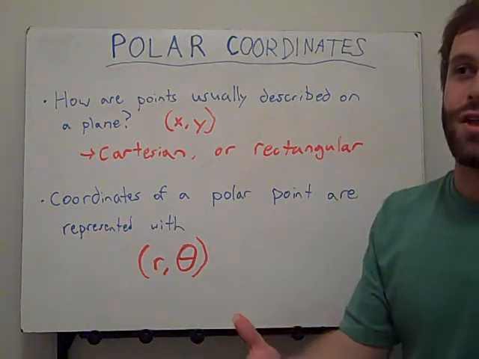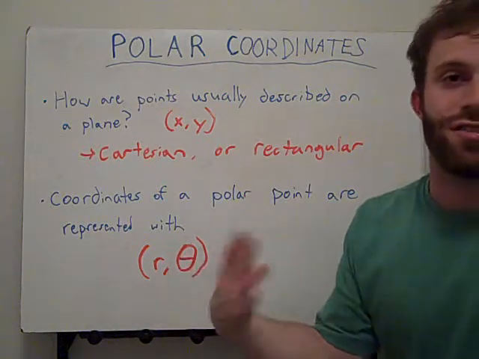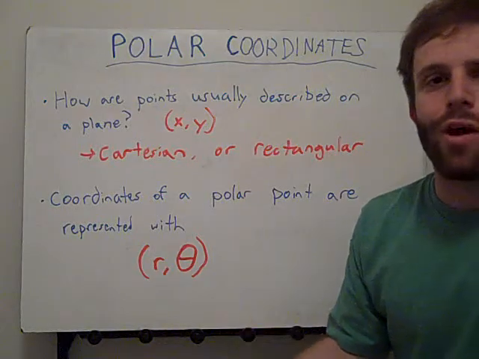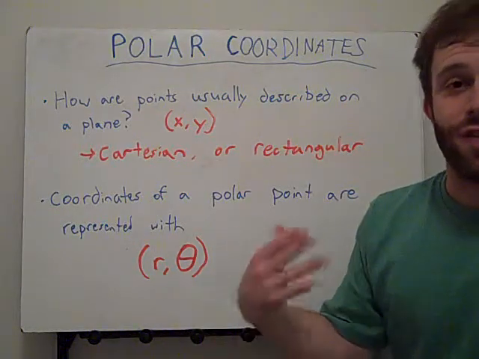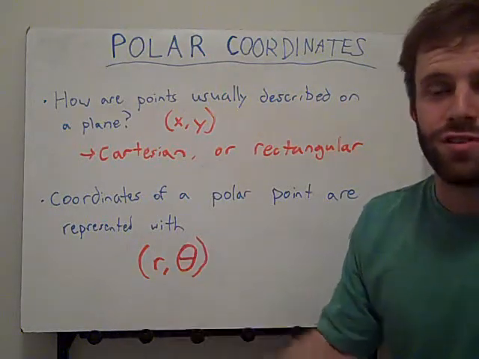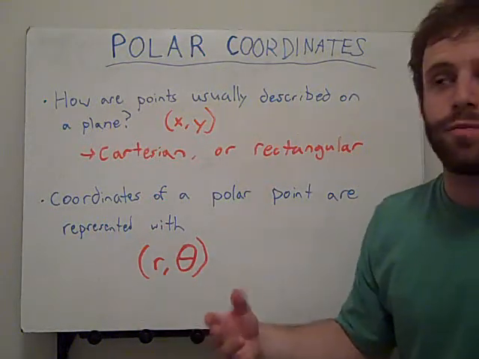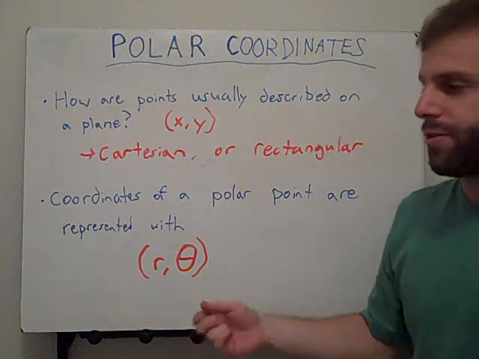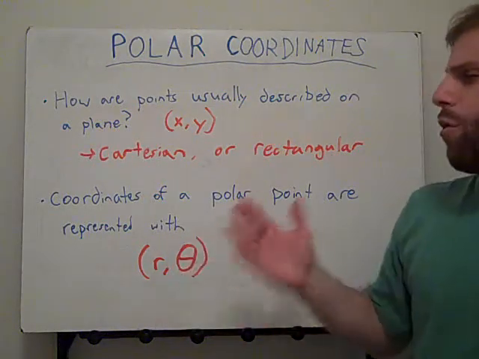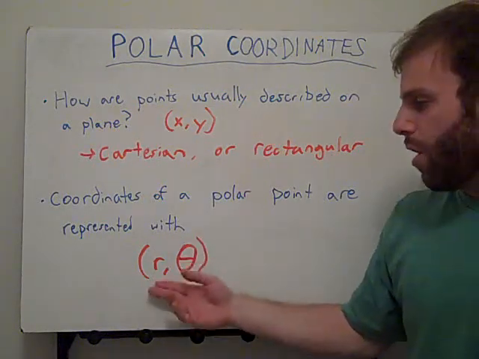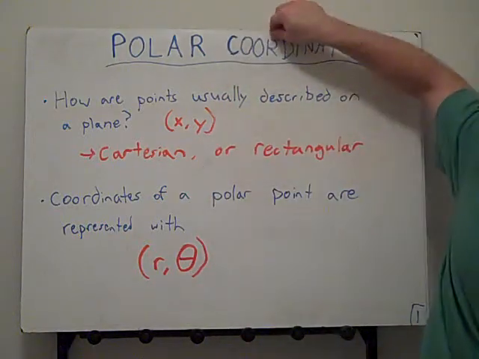So instead of doing that and talking about it in terms of x and y, we can actually describe a point in terms of the exact distance it is from the origin instead of having to do x and y. And so that's what we're going to call our polar coordinate system. And the coordinates of a polar point are represented here with r and theta.